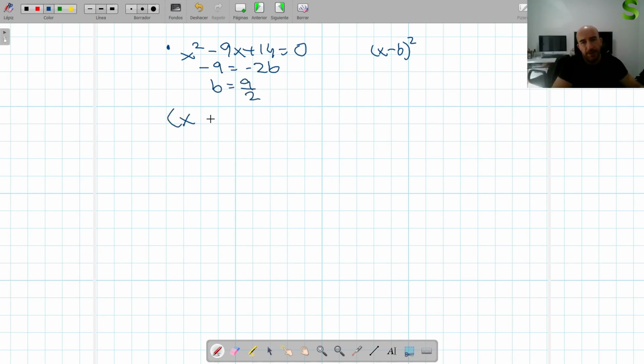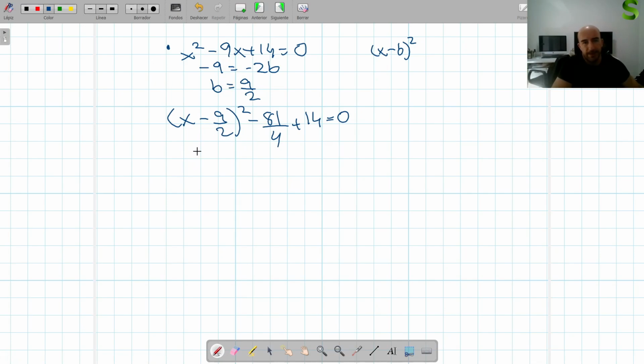So my quadratic is x minus 9 halves squared. And then the independent term is going to be 81 fourths. So I'm going to remove 81 fourths, and I'm going to add the 14 I want. So I'll work with it the same way as I would with an even number, even if it's an odd number. Okay?